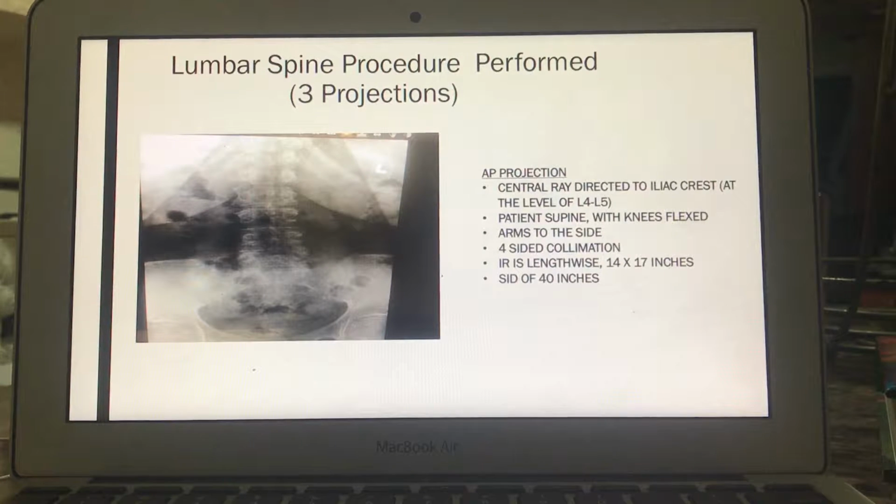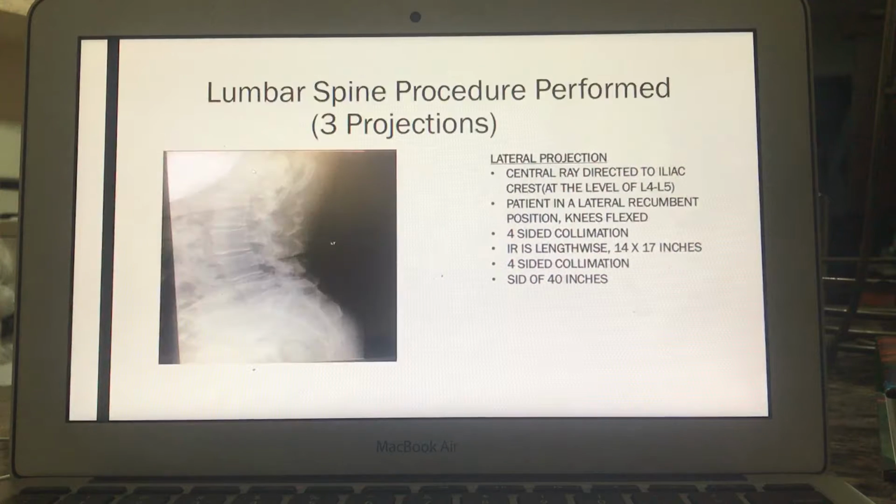For the AP projection, just as with any other lumbar spine, the central ray was directed at the iliac crest, which is at the level of L4-L5. The patient was on the table in a supine position with the knees flexed, arms to the side, with four-sided collimation. The IR was lengthwise, 14 by 17 inches, using an SID of 40 inches.